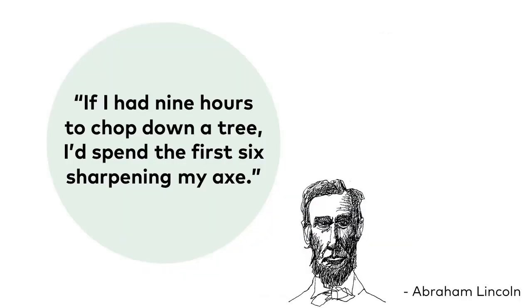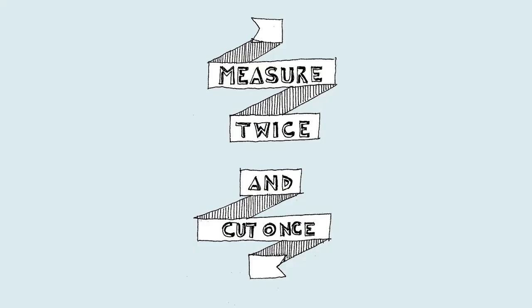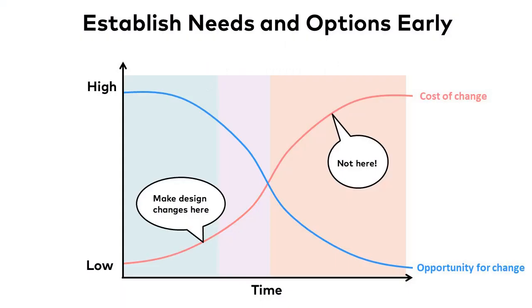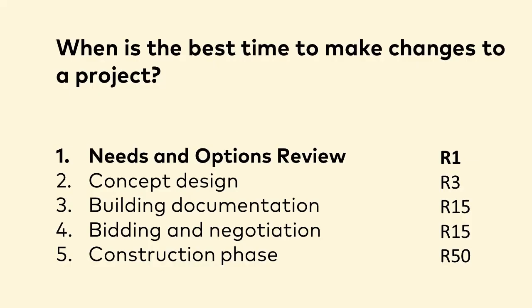As Abraham Lincoln said, "If I had 9 hours to chop down a tree, I'd spend the first 6 sharpening my axe." Old Abe Lincoln understood that proper preparation early on can save a lot of time and effort in the long run. Or put into more common, modern terms, measure twice and cut once. When we overlay these 2 charts, you can see that at the beginning of a project, the opportunity for change is greatest, and the cost to make changes is least. It is at this point in the process that we want to thoroughly explore all of your options. This is why a proper needs and options review saves time and money.